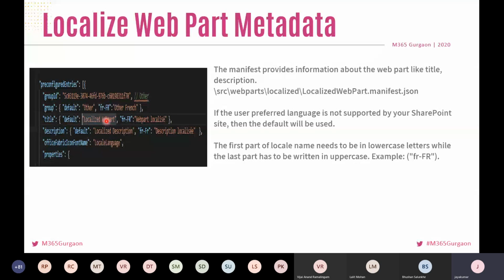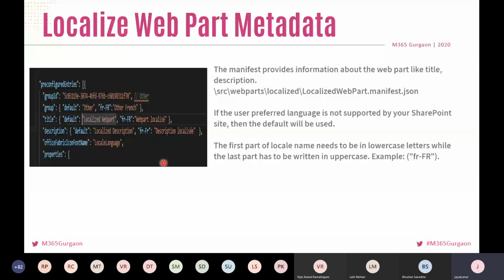For example, for our default language, this is the localized web part, I have given the content. This is because the default language points to the default language chosen in the site. For example, the site which we have seen in the demo, the default language is chosen as English, and by default it will take English. And I've configured another language, French, FR, and I have translated the content. Same applicable for the description as well.